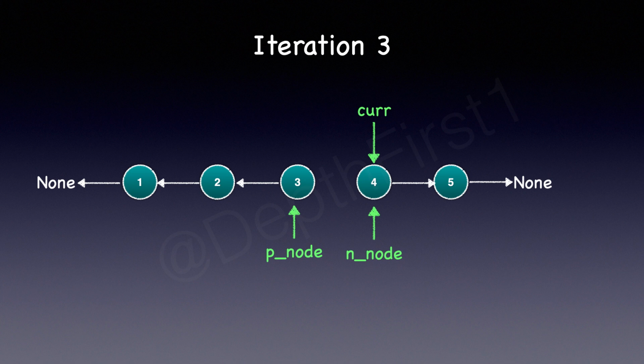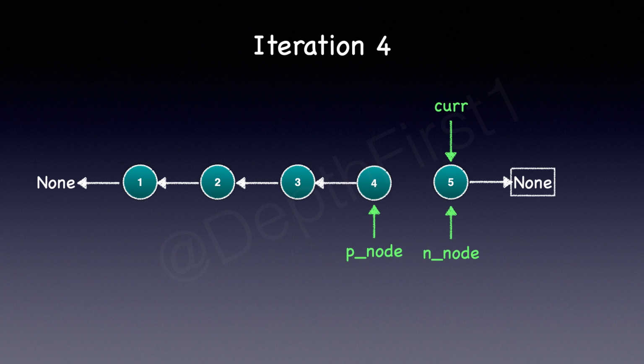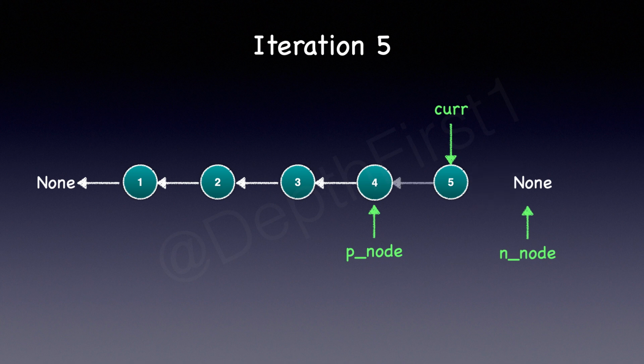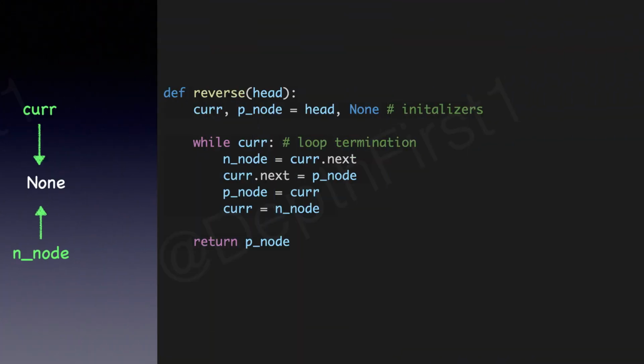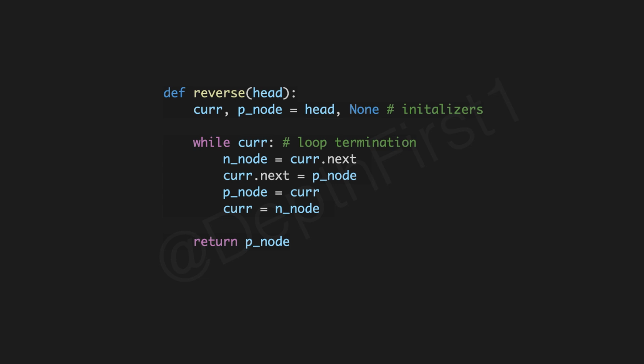Moving on, here's what the loop looks like after the third iteration, the fourth iteration, and finally the fifth. As depicted in the animation, the loop terminates when cur reaches None. Once the loop ends, we will return the new head by returning pnode, which now points to the new head of the linked list.